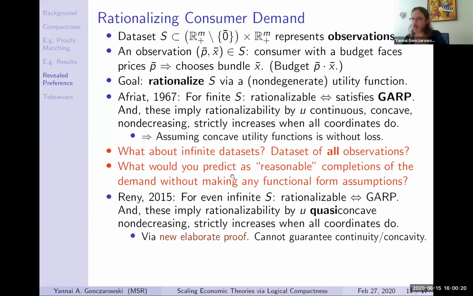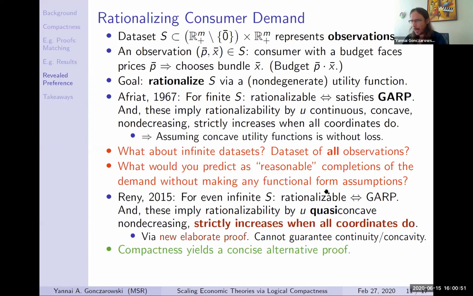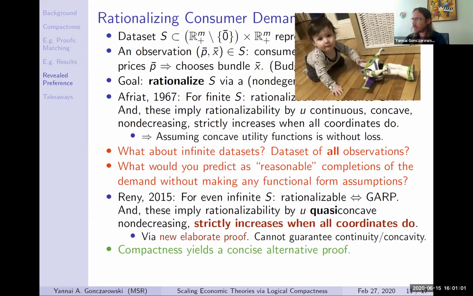Okay, so I will tell you that Phil Rennie showed that even for infinite S, rationalizable if and only if GARP. So this holds, but concavity becomes quasi-concavity. He does this via a new and elaborate proof. It's also known, I think it's Israel's example from the 70s, that you can't just assume continuity or concavity, that is with loss. And the point here is that strictly increasing when all coordinates do will make it a bit hard for us to do this proof, but we can nonetheless do it. That's the crux of this proof. I'll leave you to read that in the paper.